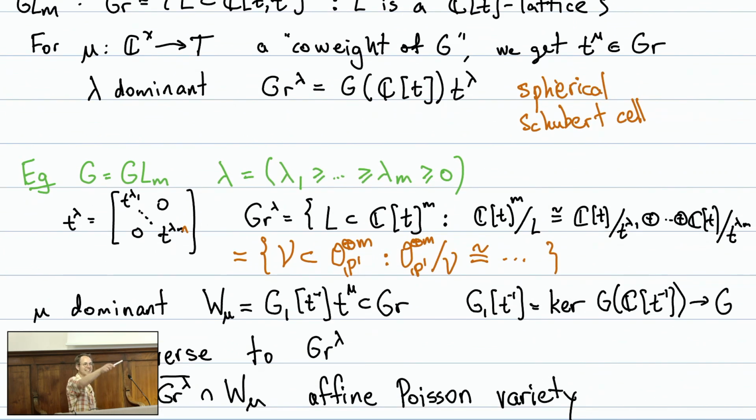But there's a question, yeah? So this transverse statement, is it true for any pair of coweights? Well, sometimes the intersection is empty. More precisely, the intersection will be non-empty if and only if lambda minus mu is a sum of positive roots. But they're still transverse even if the intersection is empty.